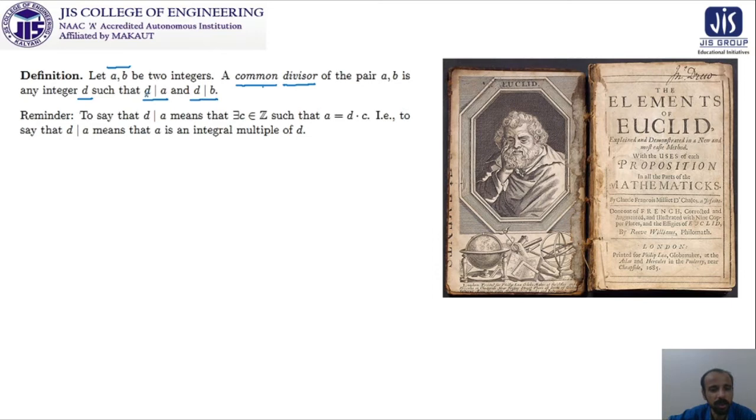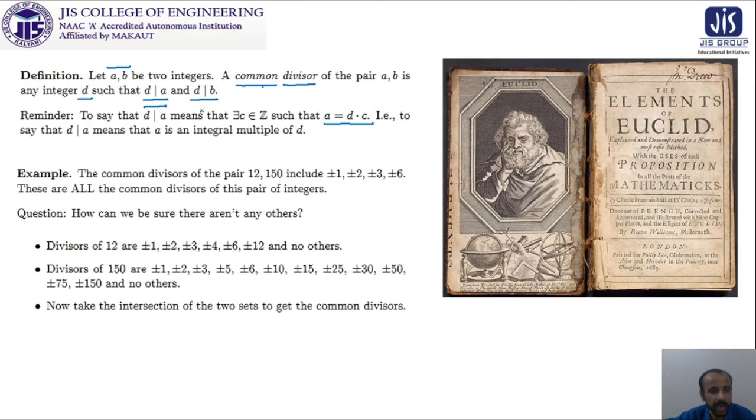So what we have to remember is that D divides A means there exists some C in Z, the set of integers, such that A is equal to D times C, meaning A can be represented in terms of D with an integral multiple C. Similarly, we can state the same thing for D divides B. Now proceeding further, the example.